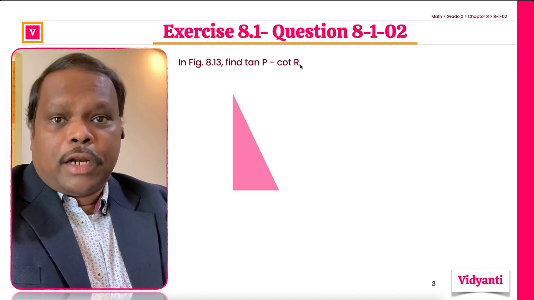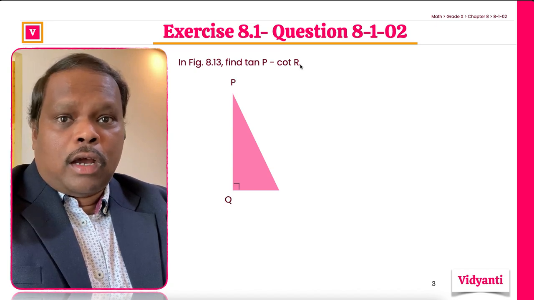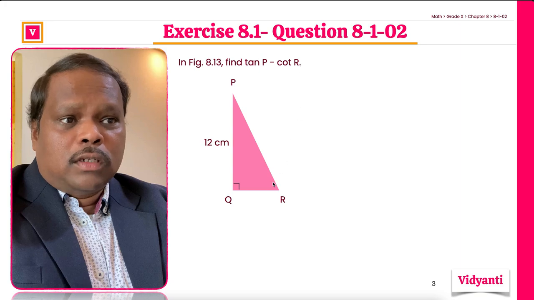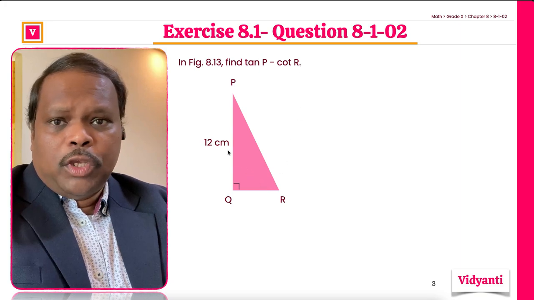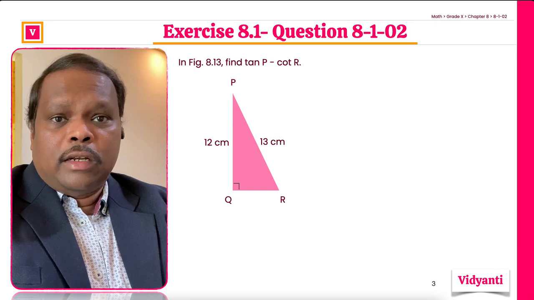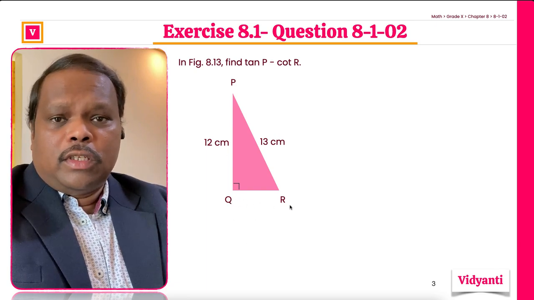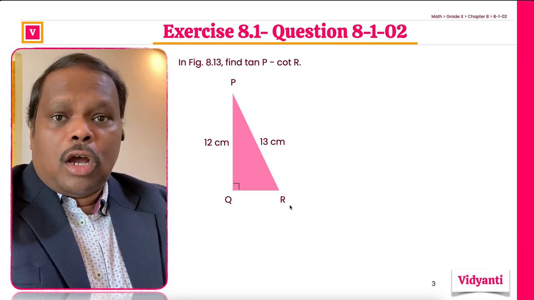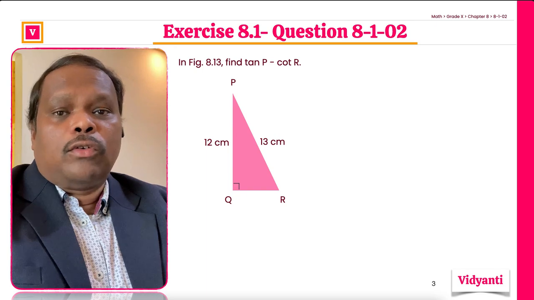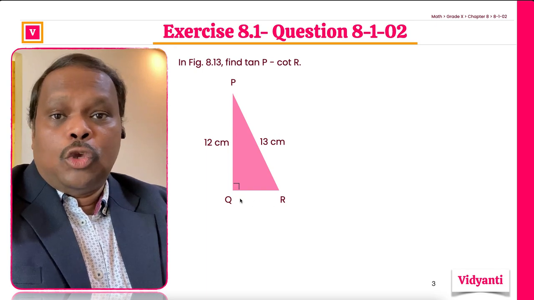This is the right angle triangle with P, Q, and R as the vertices. In this one, the altitude PQ has been given as 12 centimeters. The hypotenuse is given as 13 centimeters, but we are not given QR, which is the base. So according to Pythagoras principle, we have to first find out the length QR.